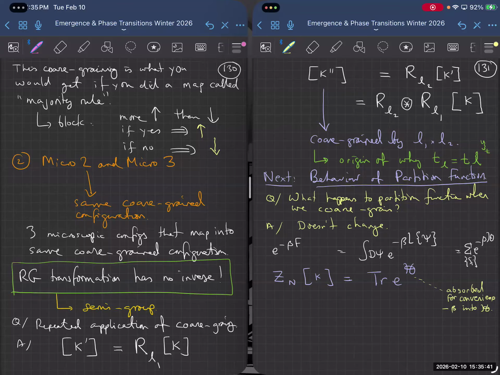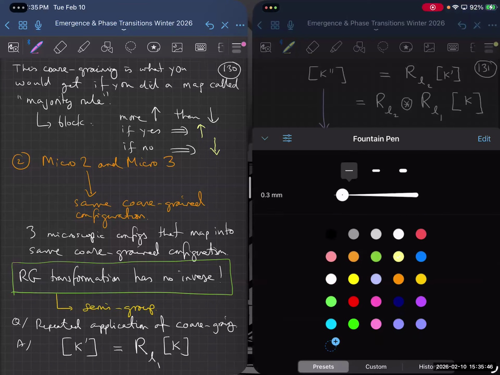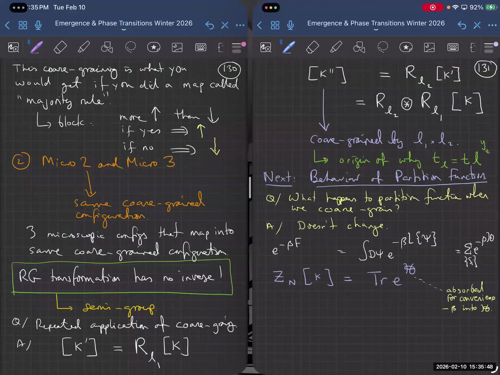So then my partition function is just the trace of e to the Hamiltonian. The free energy per degree of freedom, I'll call G of K, and that's going to be defined as 1 over N times the logarithm of Z_N of K.